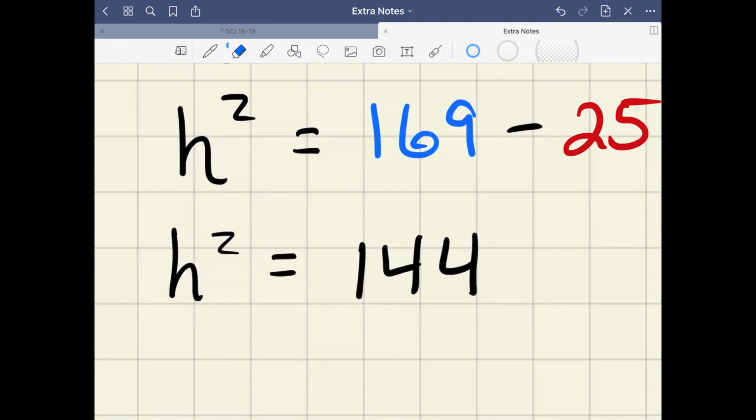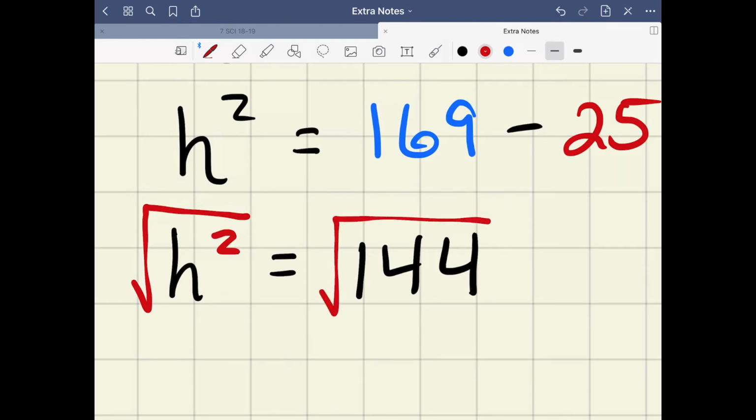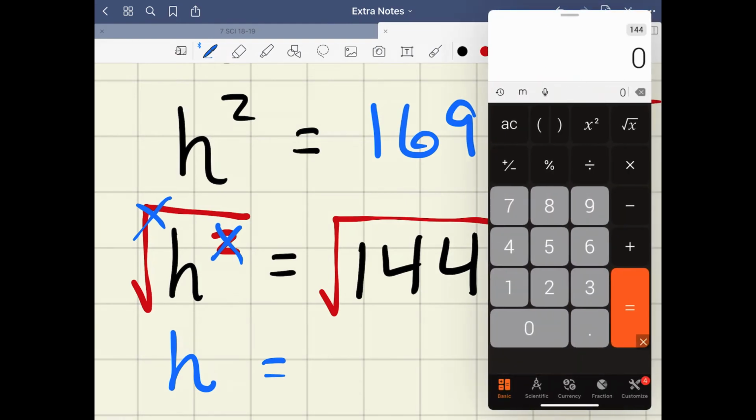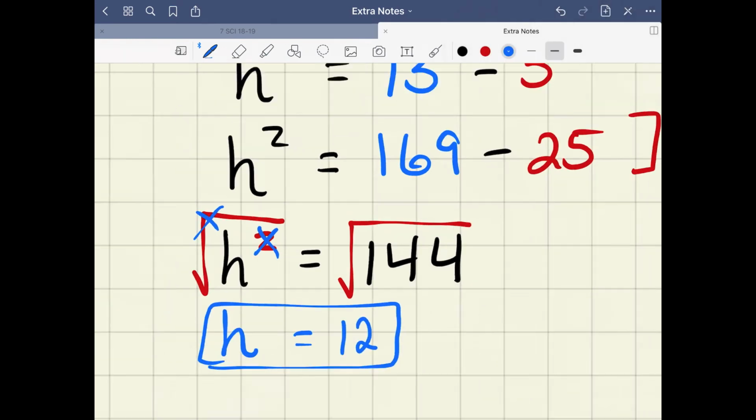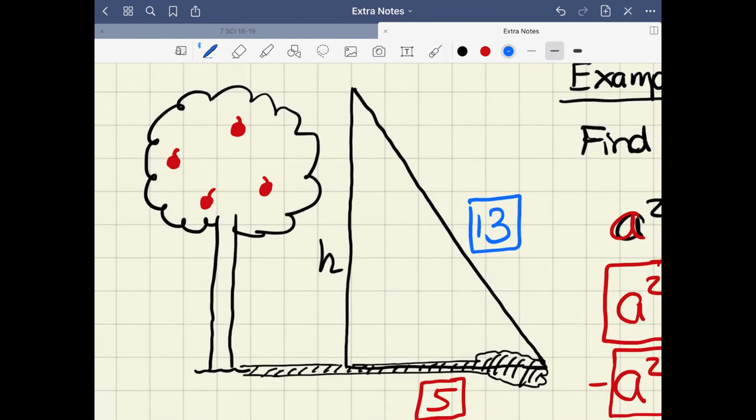The next step is that we need to cancel out this squared value. And to do that, we must take the square root. Square roots cancel out squares. What I do to one side, I must do to the other. That goes away and that goes away, and I'm left with h. And the square root of 144, if you plug it into your calculator, is 12. So the height of our tree is 12 units.